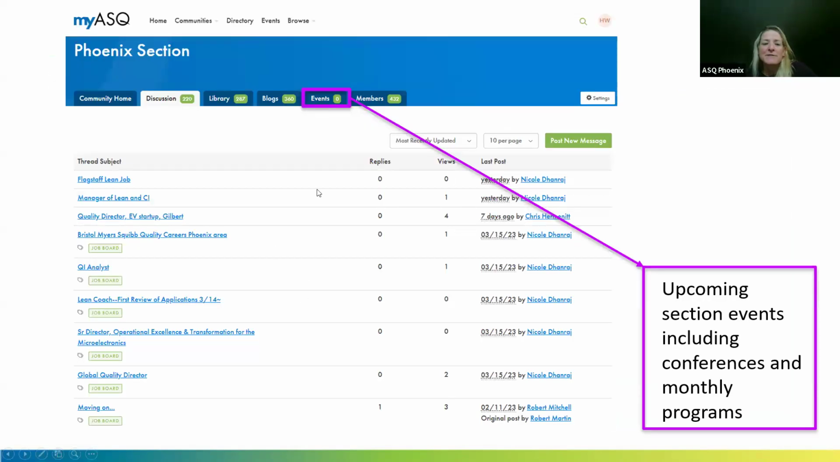Just a couple reminders for those of you trying to navigate My ASQ. The events tab on My ASQ is where you'll find upcoming section events, including conferences and monthly programs. The job board is where you will find recent postings of available jobs. So if you are in the market for a new job or you know somebody who is, please direct them to the job board.